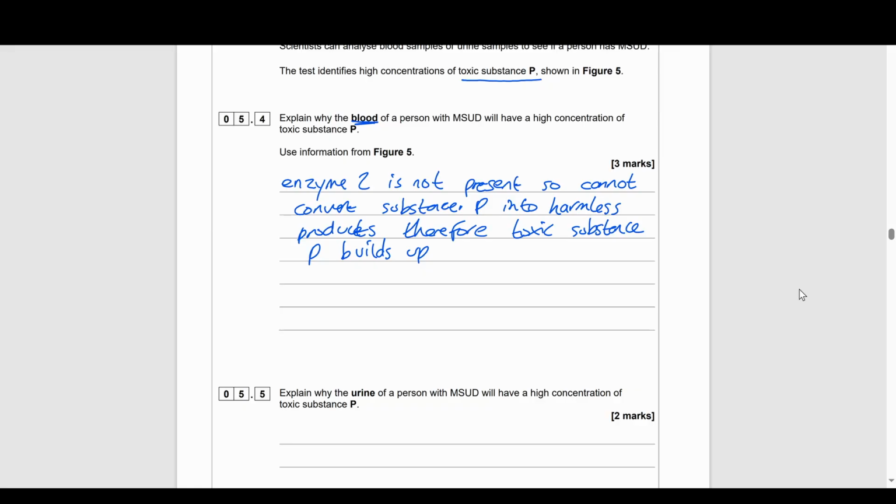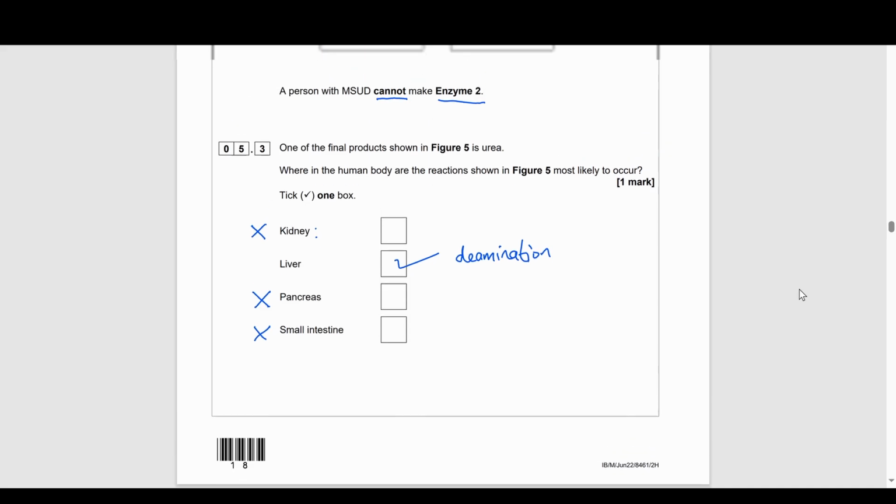Okay. Now, the thing that we haven't addressed is this blood. They've done this on purpose. They've put this word in bold for a reason. We have to think about this now. What's the reason why they've put this in bold? Well, let's go back.